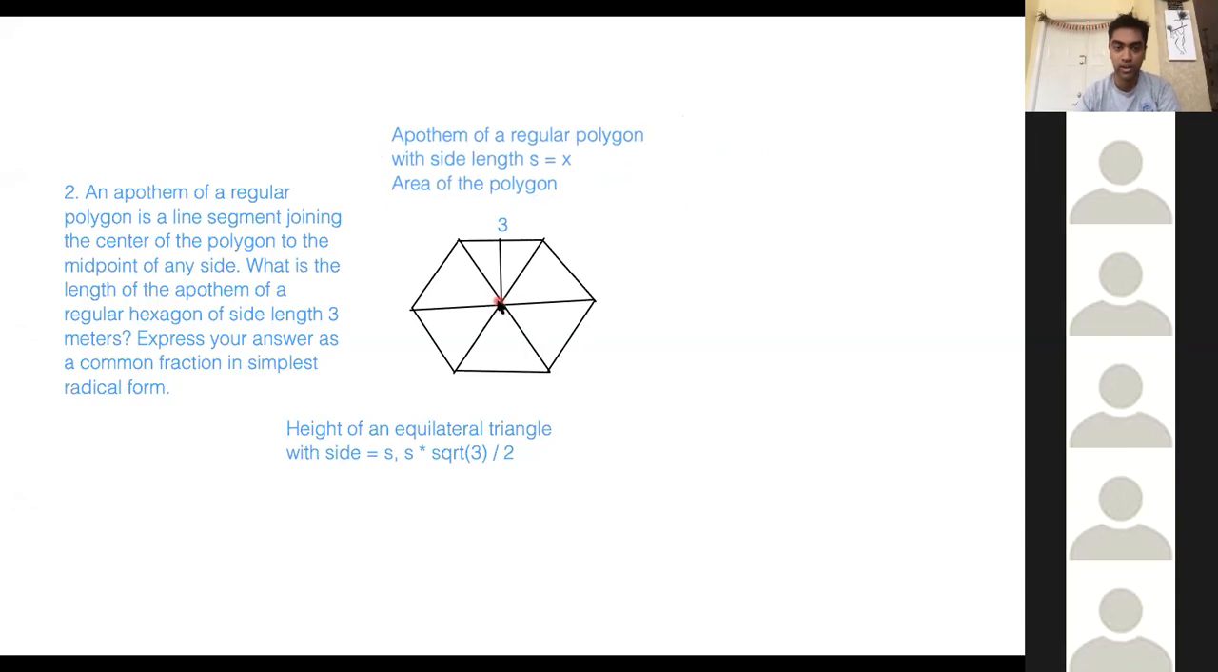So generally, this apothem is connecting the center to the center of the side. One half area times the height. That's close. Pawan, can you explain? I meant to say one half times perimeter times apothem.